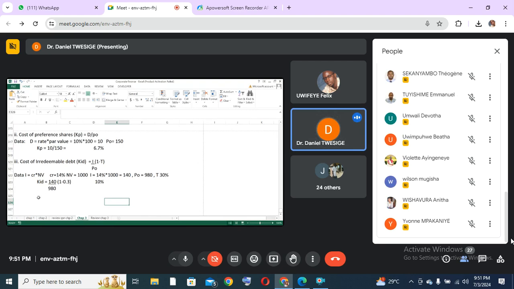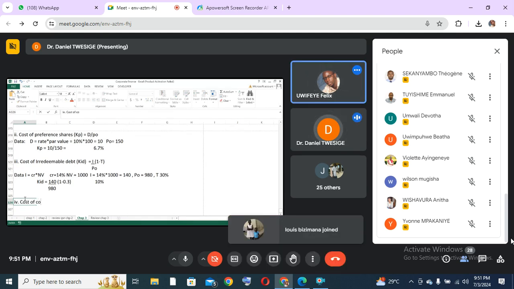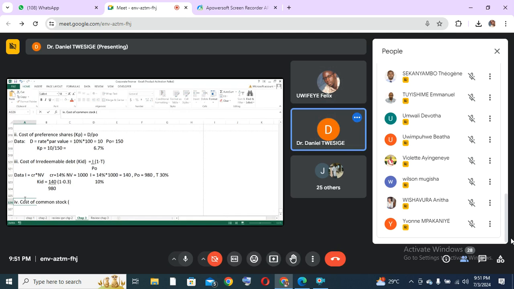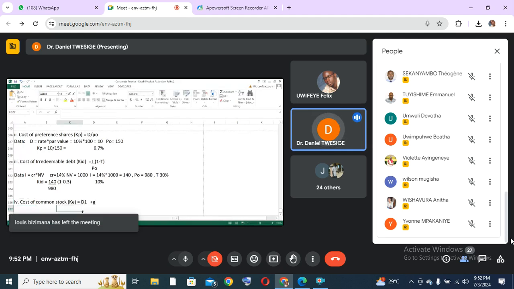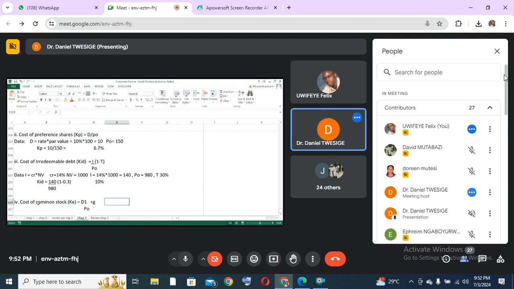So now, 10%. If I go to number 4, which is the cost of common stock, which will be our KE, and we said it is D1 plus G. If we are using a dividend model, since we don't have any of the data to use, I think the only alternative is to use the dividend model in this case.